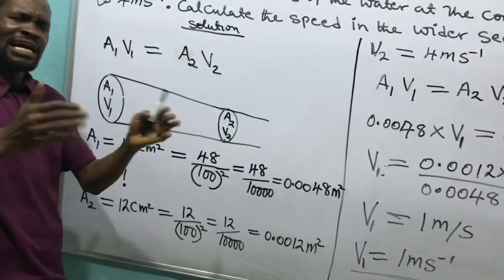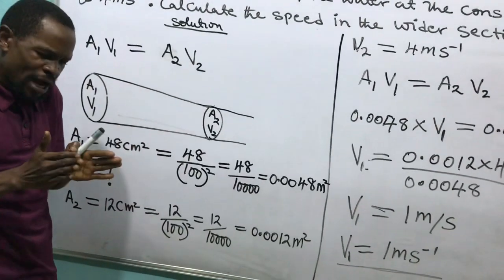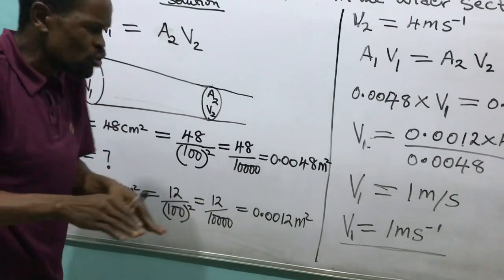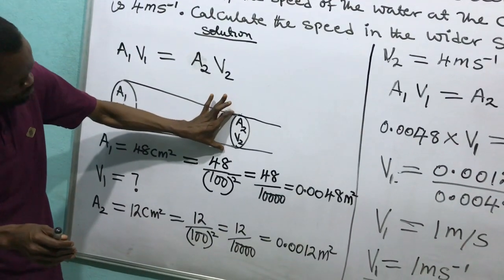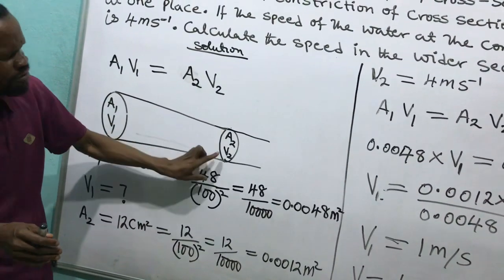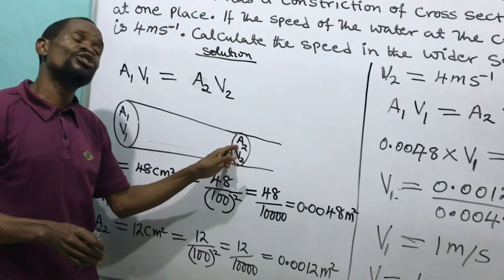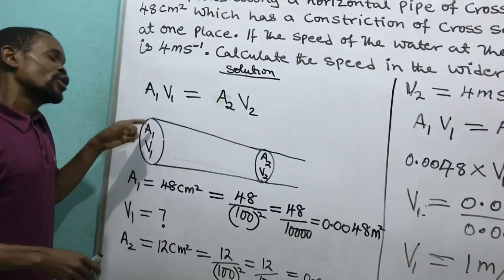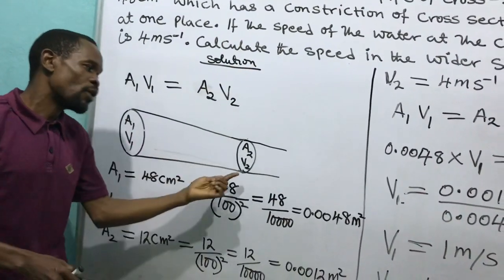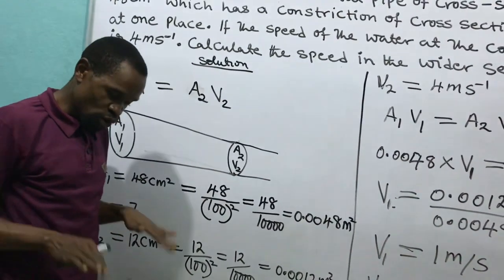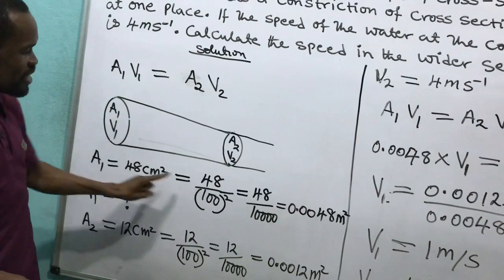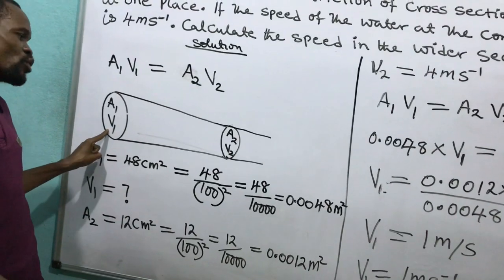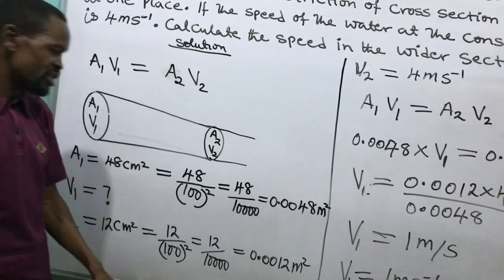But immediately they remove their hand and the hose becomes wide, what will happen? You will see the speed at which the water used to gush out will be reduced. So this is what happened. So when you reduce the cross-sectional area of the pipe, the velocity will increase. If you increase the cross-sectional area, what will happen to the velocity? Velocity will reduce. You have seen it now that when we increase the cross-sectional area, the velocity will reduce. Then when we reduce the cross-sectional area, the velocity will increase. That's what we discover here.